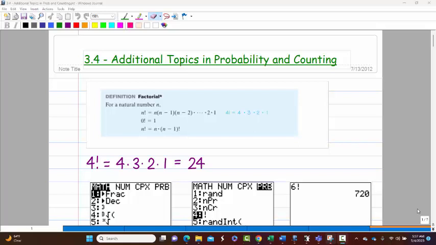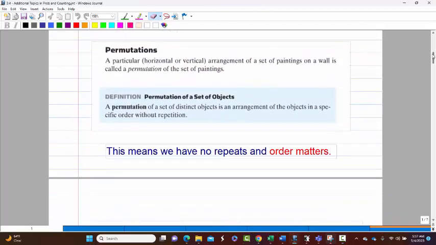Hello, this video is entitled Additional Topics in Probability and Counting, section 3.4 in the Larson book. So let's talk about the first type of counting thing we're going to use here. It's called a factorial. This is all part of a branch of math called combinatorics, counting how many ways certain things can occur. And this is the most basic type of one to use. We'll see some examples of this.